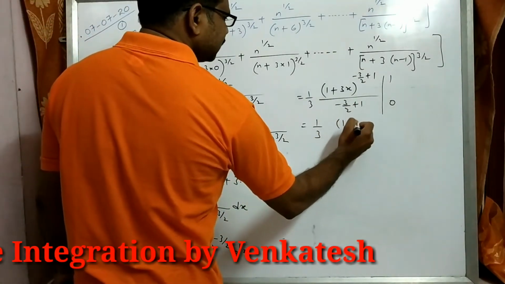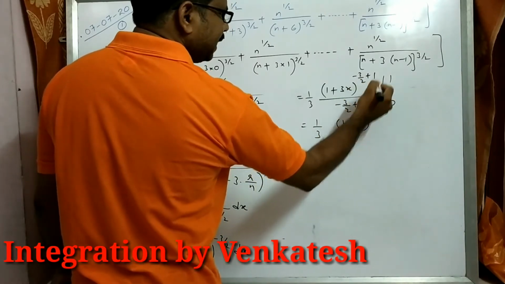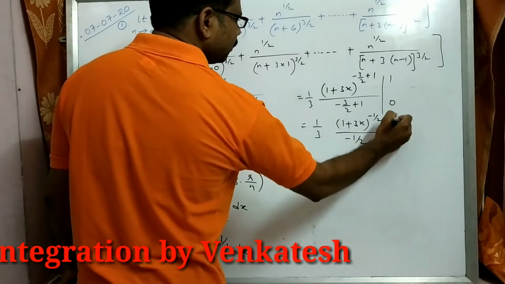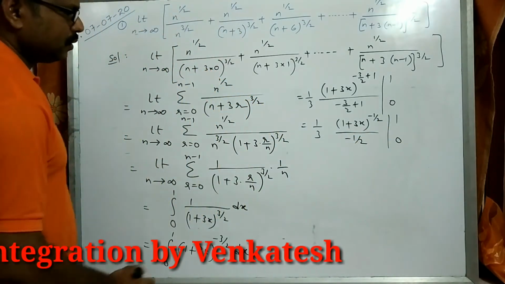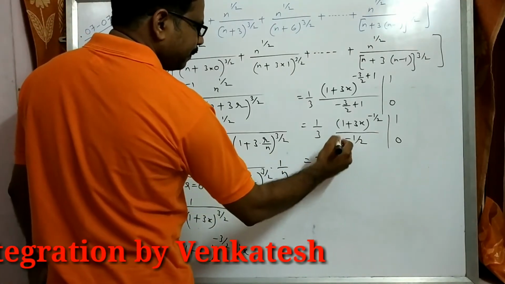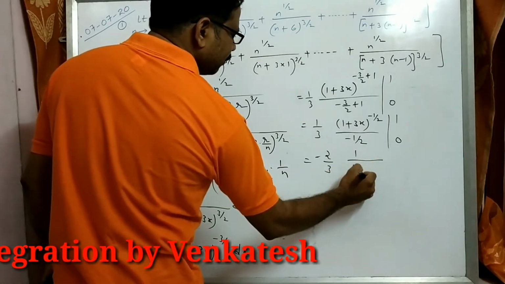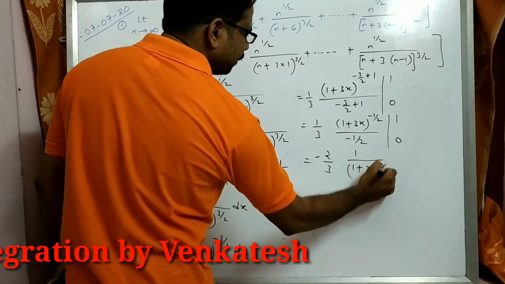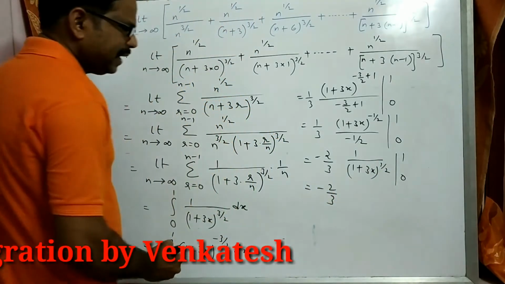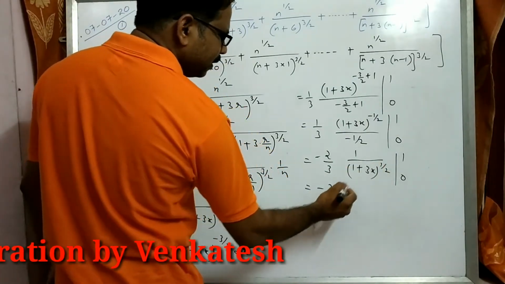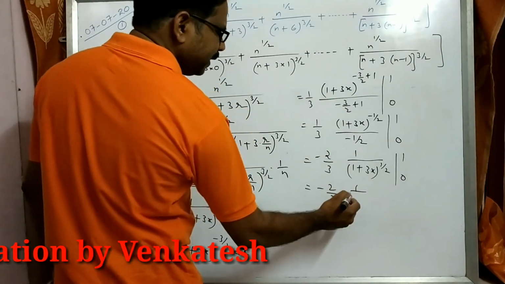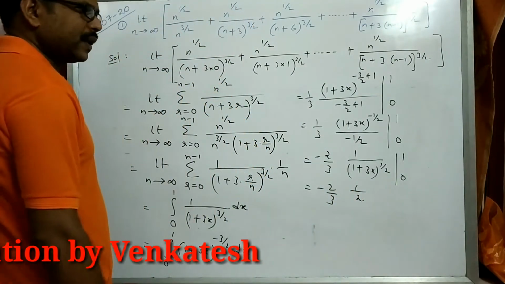1 plus 3x whole power minus 3 plus 2. So minus 1 by 2 upon minus 1 by 2. Limits are from, this minus 1 by 2 will be minus 2 by 3. Okay. So I will take 1 by 1 plus 3x whole power 1 by 2. Limits are from 1 to 0. So minus 2 by 3. If I put x value 1 here, 1 plus 3, 4 power 1 by 2. 4 power 1 by 2 means it is 2, right?